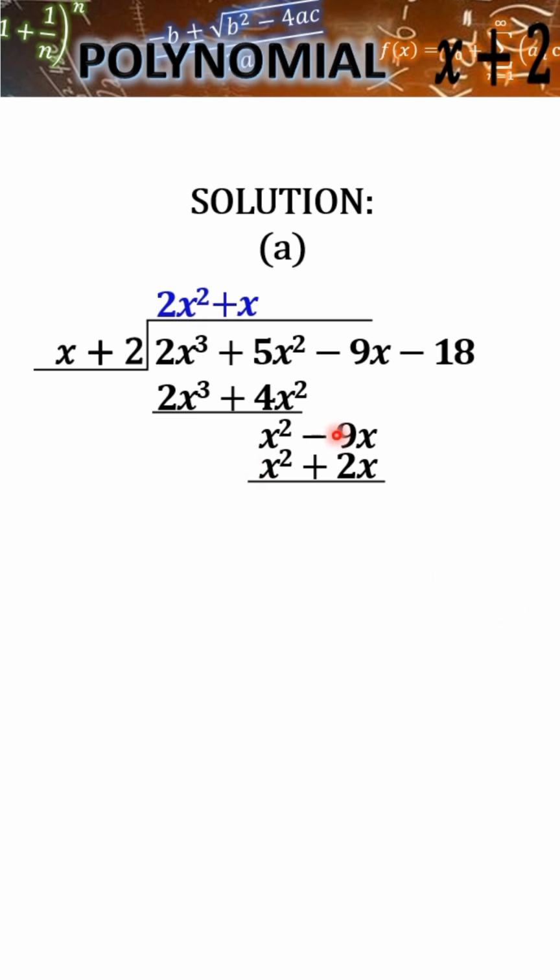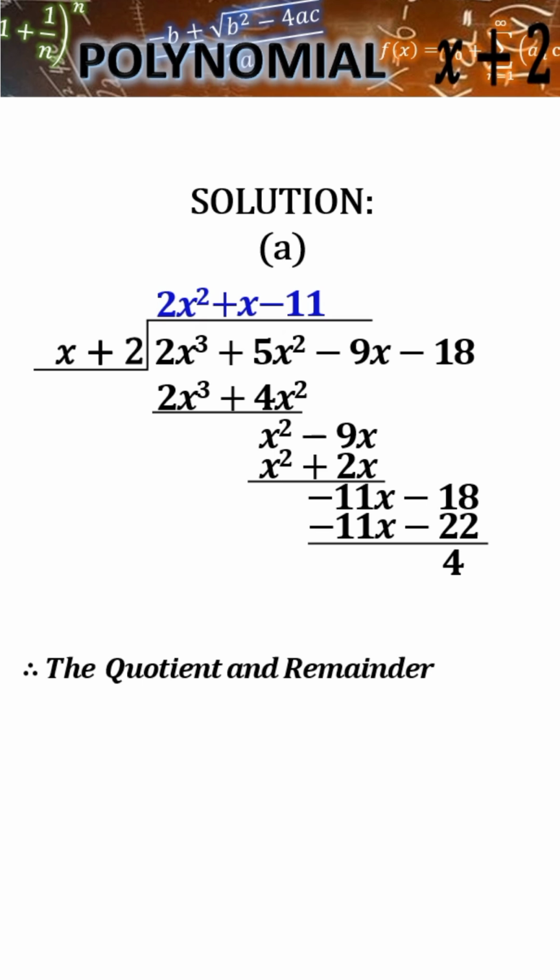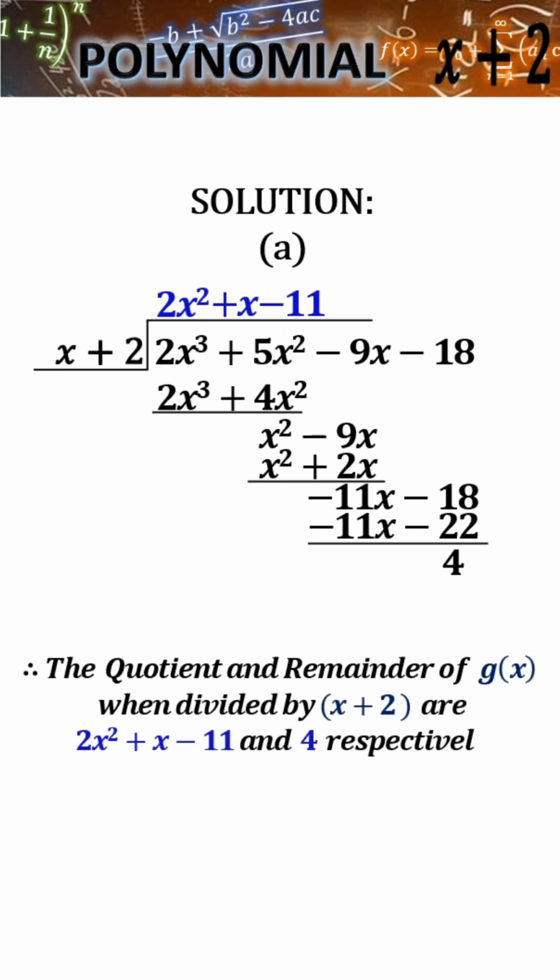So we subtract: s squared minus s squared is 0. Minus 9s minus plus 2s will give us minus 11s minus 18. So we divide again, we have minus 11. Minus 11 times s plus 2, we have minus 11s minus 22, which gives us 4 as the remainder. So therefore, the quotient and the remainder of g of s when divided by s plus 2 are 2s squared plus s minus 11 and 4 respectively.